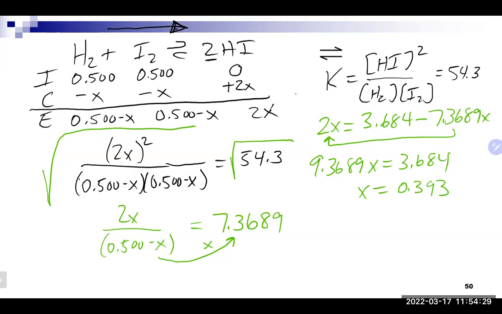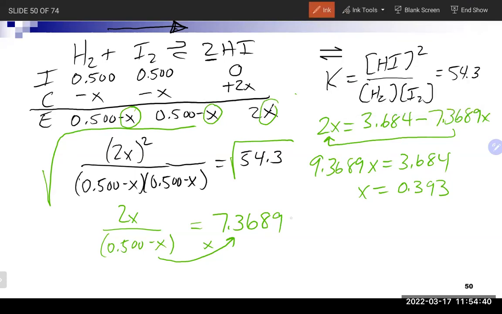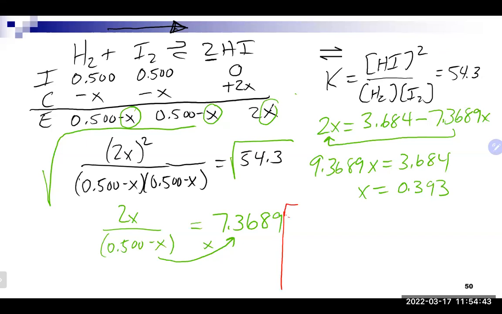Now that we have our x value, a reminder that the x value that we just got is every single x that we see here in the table on the equilibrium line. That means that we are now able to actually solve for our concentrations. So the concentration of H2 is equal to 0.5 minus x, which would be 0.393 in this case. That's going to give us 0.5 minus 0.393, gives us a 0.107.